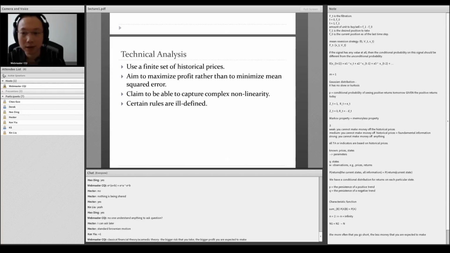And the problem with technical indicators is that some of the rules are very ill-defined. You may not be able to write down a mathematical equation for them. We can write down the mathematical equation for moving average crossover and all of the linear technical indicators. But in general, for the complex non-linear technical indicators, we might not be able to come up with a mathematical model for them. So that makes technical analysis very difficult to analyze mathematically, and that makes it fall out of the categories of quantitative trading.